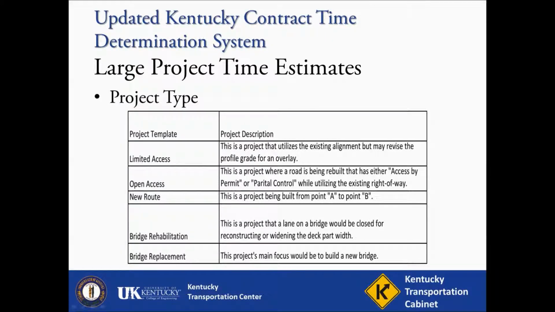The project type selection is for the entire project, not piecemeal. So, if there are bridges included in a new route project type, only use the new route formula. In other words, the project type selection is a holistic approach.